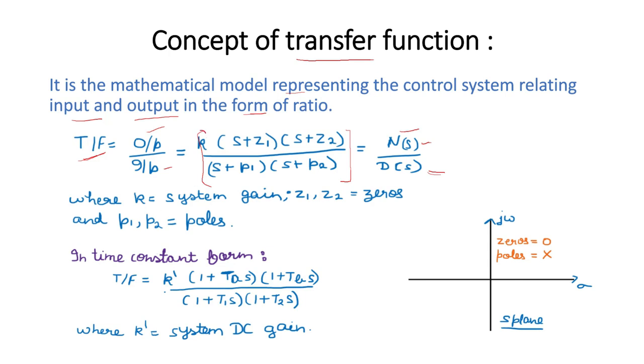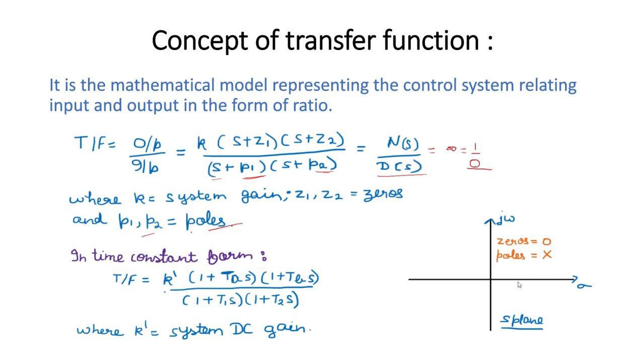So here this K term is called the system gain, and then when you put the numerator equal to 0, then we get s is equal to minus z1 and minus z2. Therefore z1 and z2 are the zeros. And now we will put this whole thing equal to infinite. Infinite is what? 1 upon 0. Means we will put the denominator equal to 0. Then we get s is equal to minus p1 and minus p2. So p1, p2 are the poles.